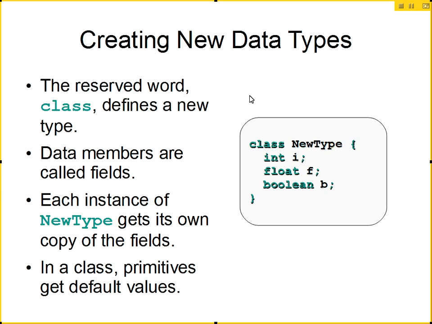I've declared these three fields inside the new type class. They do not have any assigned values. I just have my data type and a variable name. Call it a variable name when it's a primitive, and call it an object reference when it's an object. I don't have an equals and a value after it, so these are uninitialized variables.